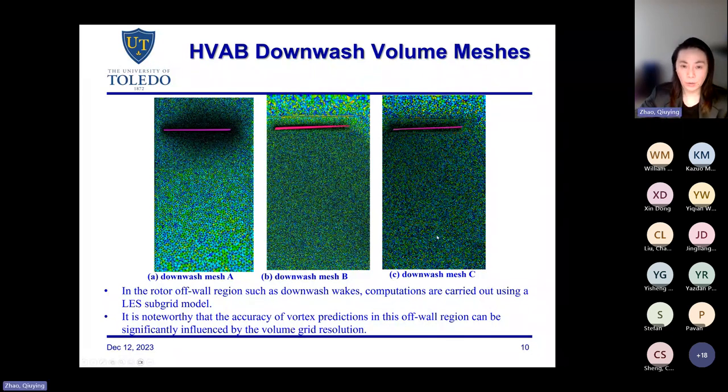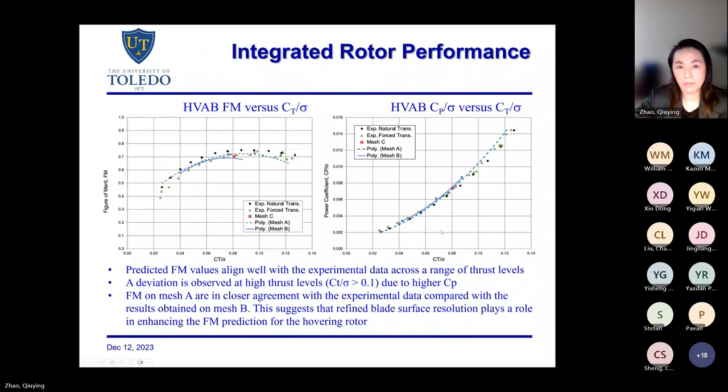Okay. So shortly, I'm going to demo the results we simulated. We noticed that the accuracy of the vortex prediction is affected a lot by the volume grid resolution. Right. Now let's get into the results section.